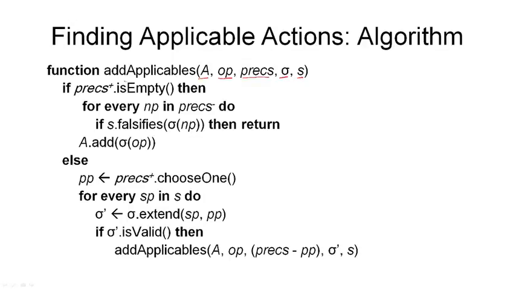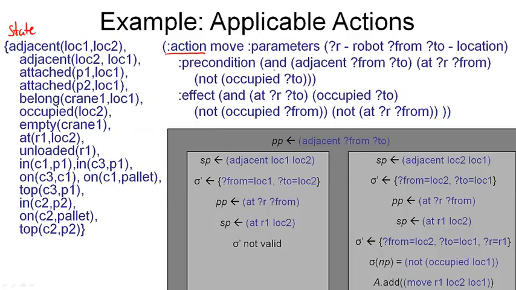The algorithm then starts by testing whether there are positive preconditions left, which is the case, which means we immediately go to the else part of the algorithm. And the first thing there is we choose the next positive precondition we want to look at. So let's go back to the example. The first positive precondition is adjacent from 2, and this is the first precondition we will pick here, so that's PP. PP is this adjacency relation.